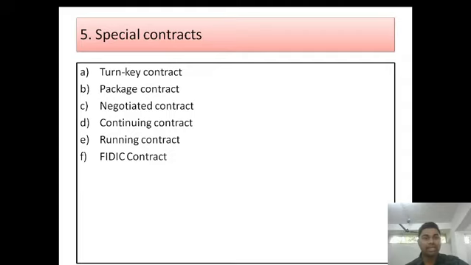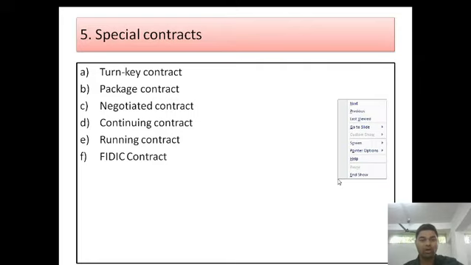And in contracts, we have some special contracts also. Let us see what all special contracts are. The first is turnkey contract. Next is package contract. Third is negotiated contract, continuing contract, running contract, and FIDIC contract. So these are nothing but special contracts.